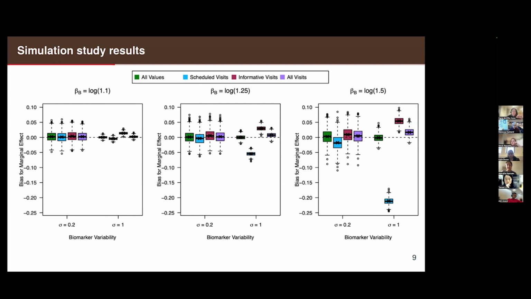So the moral of the story is there are two different biases at play here, one due to measurement error and one, as we'll see coming up, due to collider bias. And we can't get around those two sources of bias just by analyzing all of the visits.